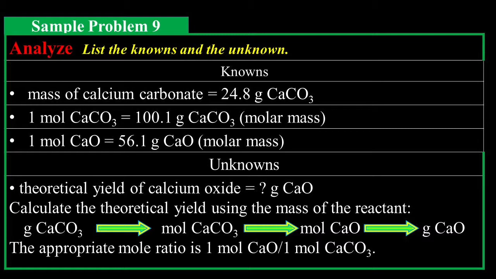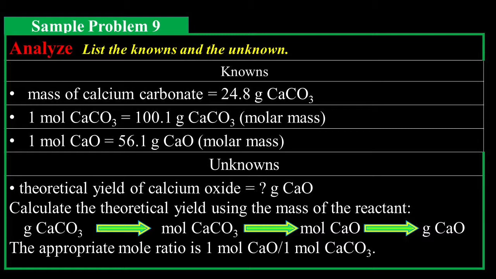So here's what we know. We know the mass of calcium carbonate, 24.8 grams. We know what a mole of calcium carbonate is, 100.1 grams calcium carbonate. It's the molar mass. We know one mole of calcium oxide is 56.1 grams. The unknown is going to be the theoretical yield of calcium oxide. And so calculate the theoretical yield using the mass of the reactant.